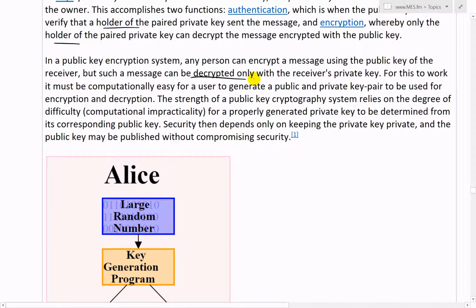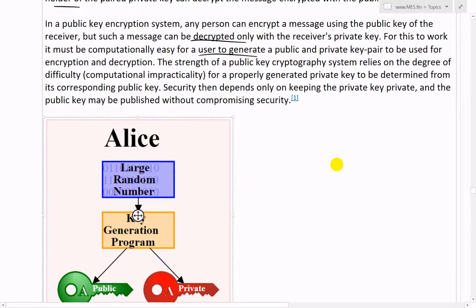For this to work, it must be computationally easy for a user to generate a public and private key pair to be used for encryption and decryption. And the strength of a public key cryptography system relies on a degree of computational difficulty and practicality for a properly generated private key to be determined from the corresponding public key. Security then depends only on keeping the private key private, and the public key may be published without compromising security.